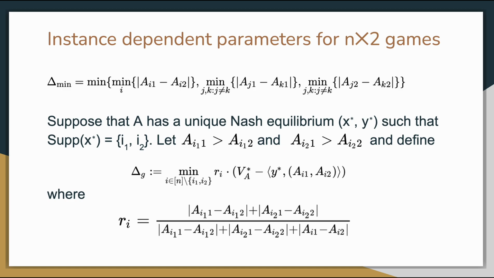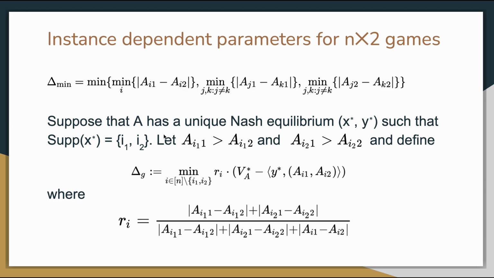Now we proceed towards n cross 2 games, and we define some parameters in this space as well. So first we define delta min. It's the same idea as that of 2 cross 2 games, but we are just extending it to n cross 2 space. So we look at the difference in rows, difference in columns, and then take the least over all of them, and this is what it means.